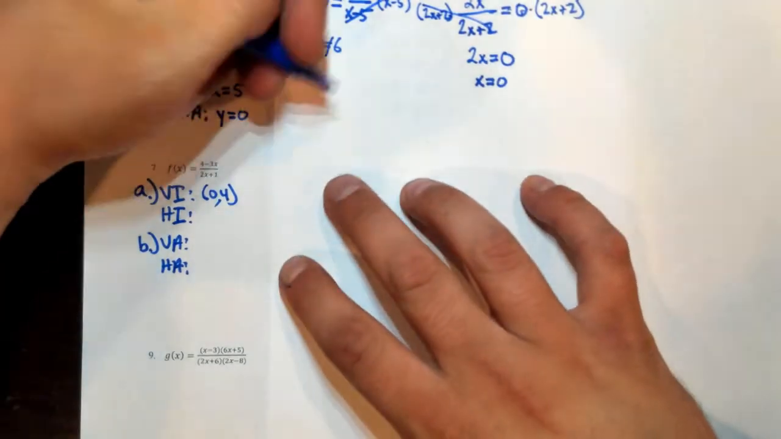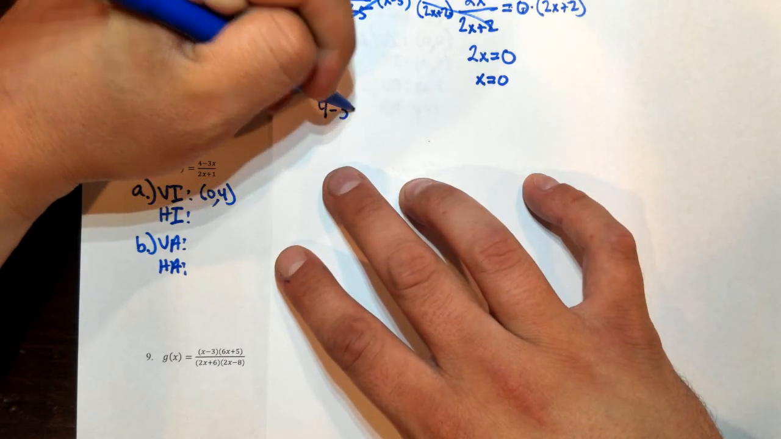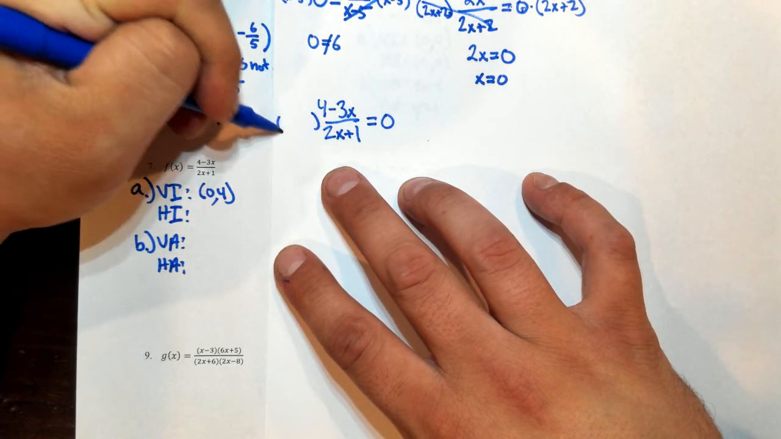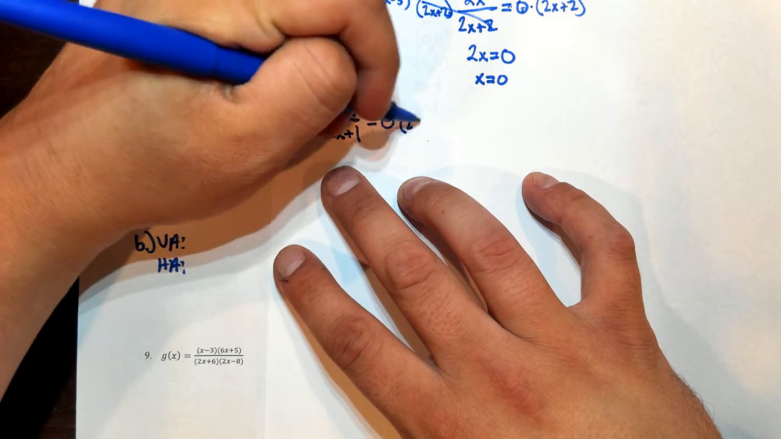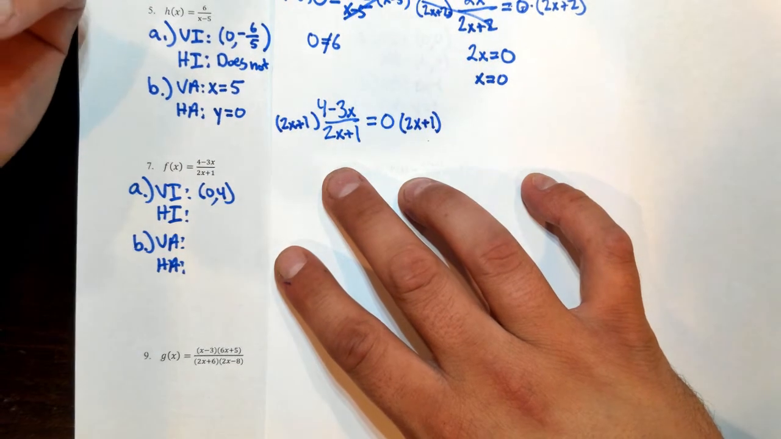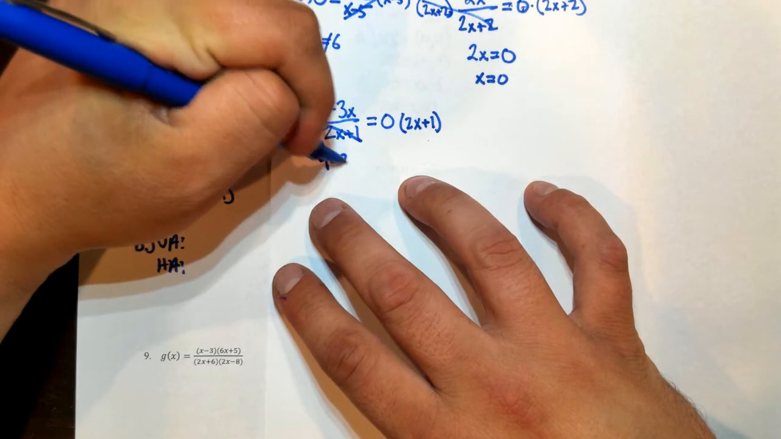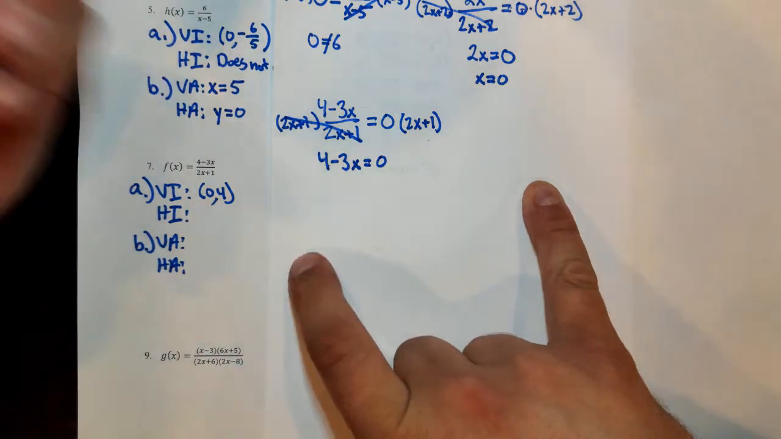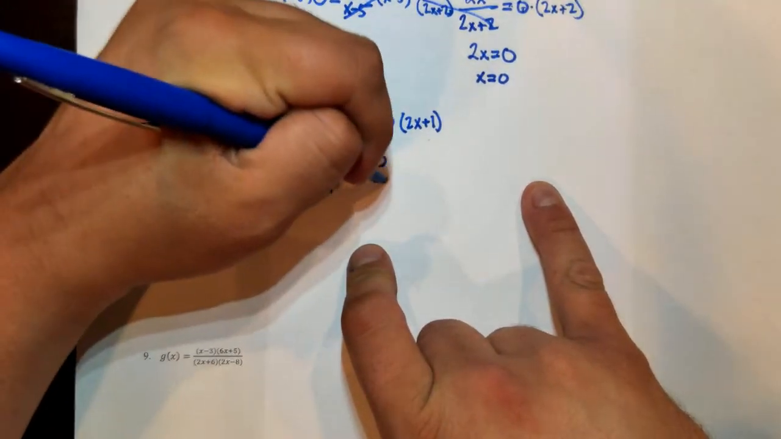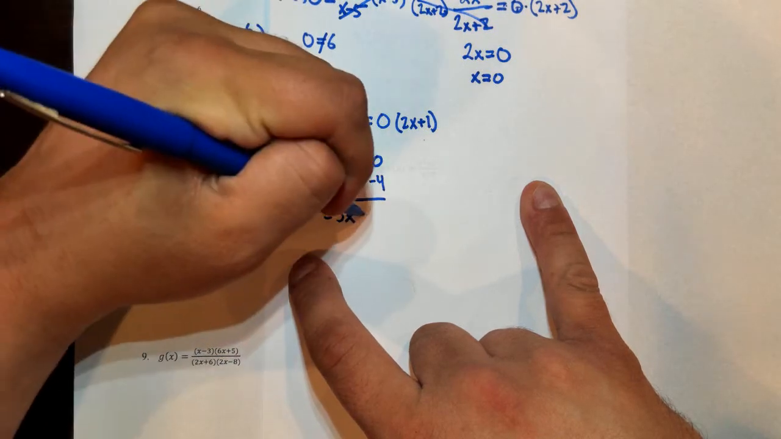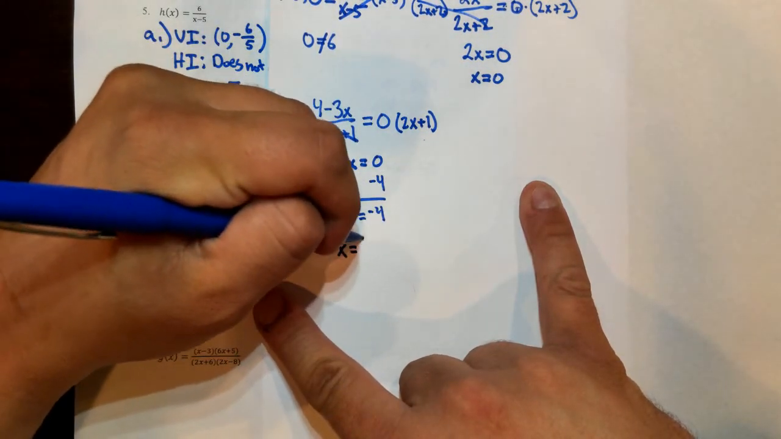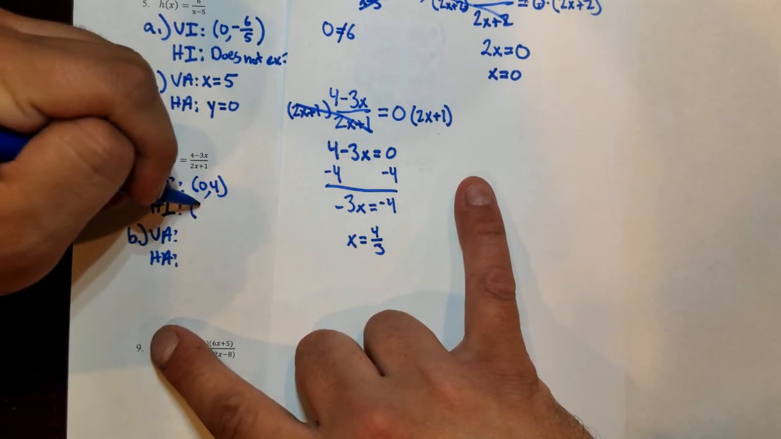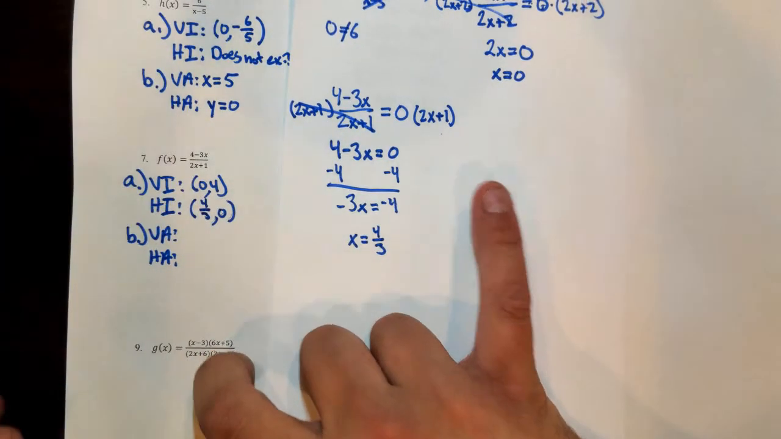So, we're going to set it equal to 0, so (4 minus 3x) over (2x plus 1) equals 0. Again, we're going to get rid of this fraction. And you could probably see a trend that's happening here, right? 4 minus 3x equals 0, so whatever we multiply by is always going to zero out. And then solve for x. So we subtract 4. -3x equals -4, so x is going to equal 4 over 3. So our horizontal intercept is at (4/3, 0).